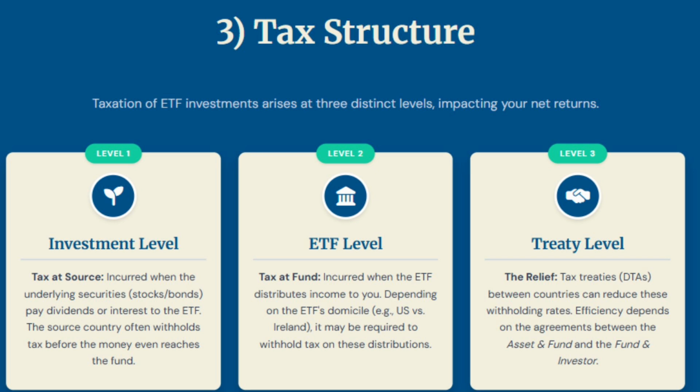Next is the ETF level. When the ETF makes a distribution to the investor, there can be a withholding tax in the ETF's country of domicile. Finally, at the treaty level, investors who qualify for the 15% US withholding tax are onshore taxpaying investors in many European and Asian countries who have provided the W-8BEN documentation.